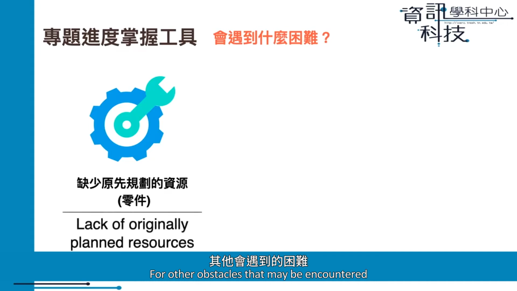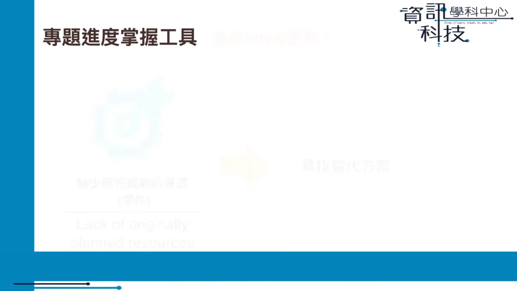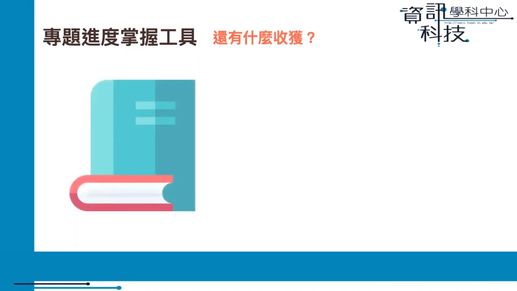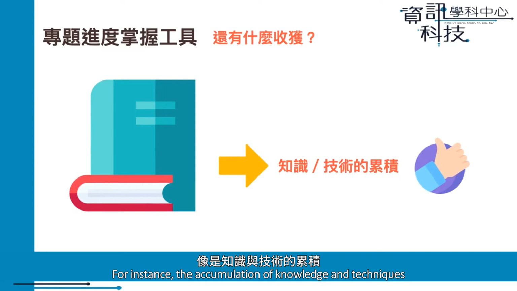For other obstacles that may be encountered, such as lacking the originally planned resources, it could be components, etc., then we must have alternative plans. What else can be gained from a project other than the results? For instance, the accumulation of knowledge and techniques.